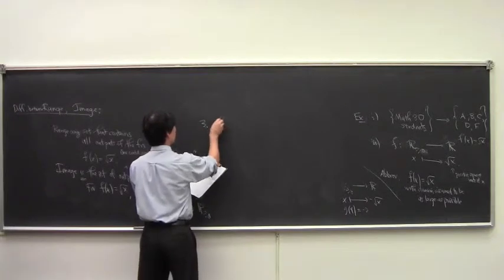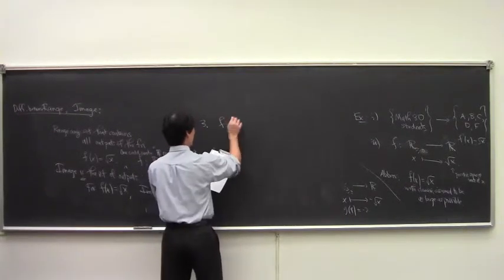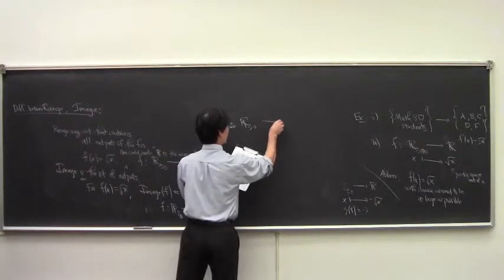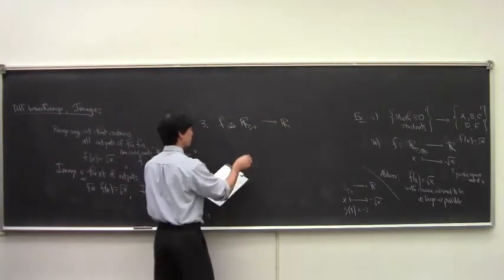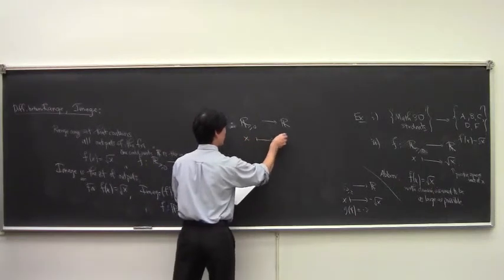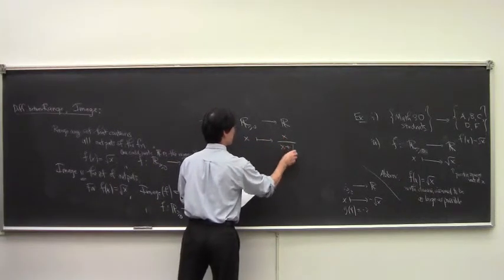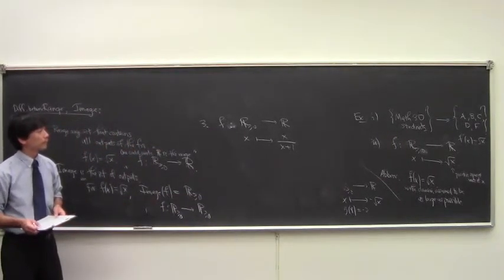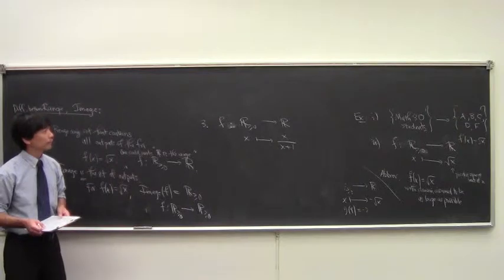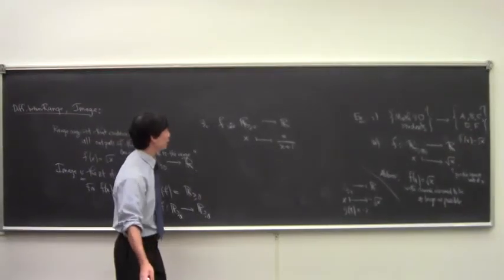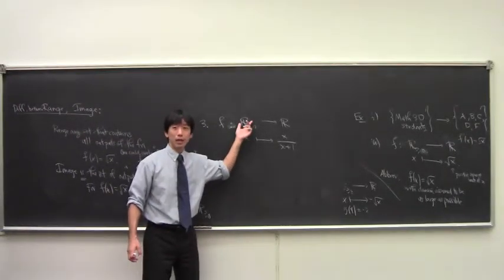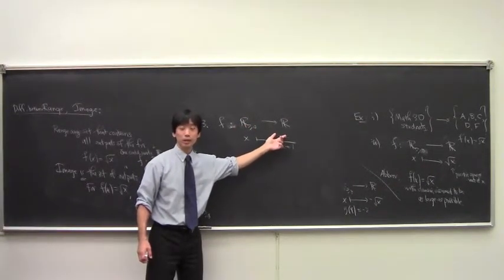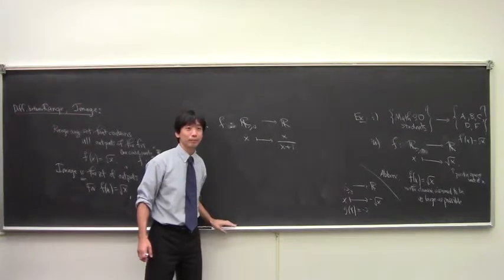Okay, so let me put the last example. f goes from the non-negative reals to the reals, and to every x it associates x over x plus 1. So it takes in a non-negative number, and then it gives you back this ratio, the number over 1 plus the number.